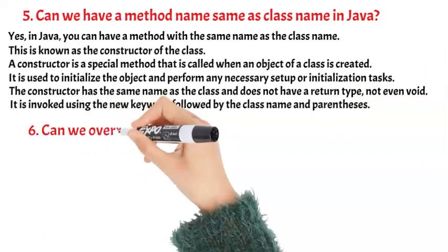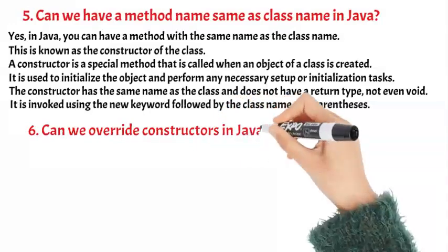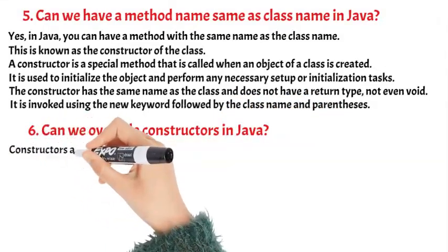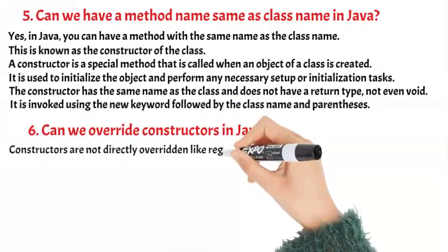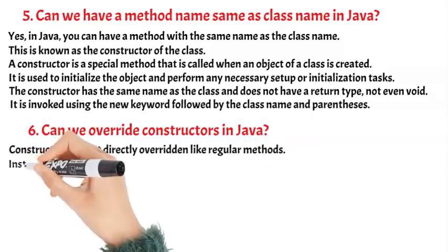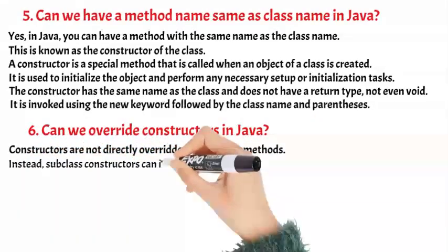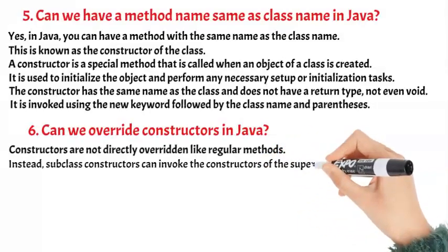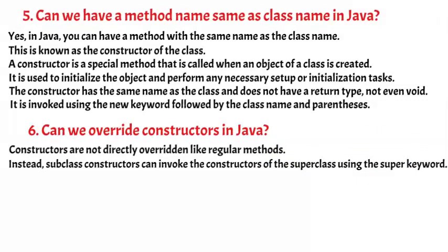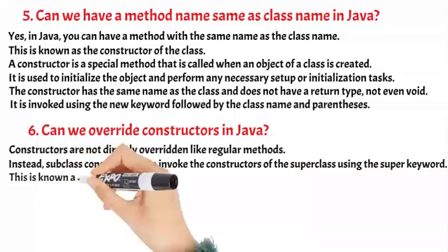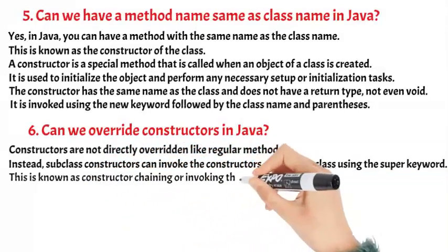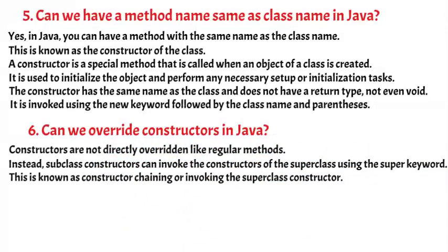6. Can we override constructors in Java? Constructors are not directly overridden like regular methods. Instead, subclass constructors can invoke the constructors of the superclass using the super keyword. This is known as constructor chaining or invoking the superclass constructor.